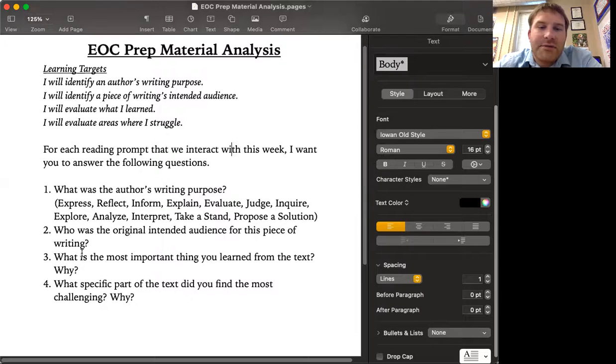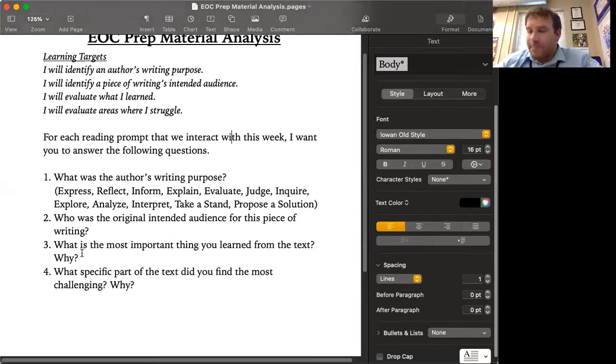Number two, who was the original intended audience for this piece of writing? All these pieces weren't originally written for a standardized test. They were actually originally written for the wider public. And who in the public would gravitate towards these particular stories? Who are the people that are interested in these types of things that you've been reading? So who was the initial people that this particular piece was written for?